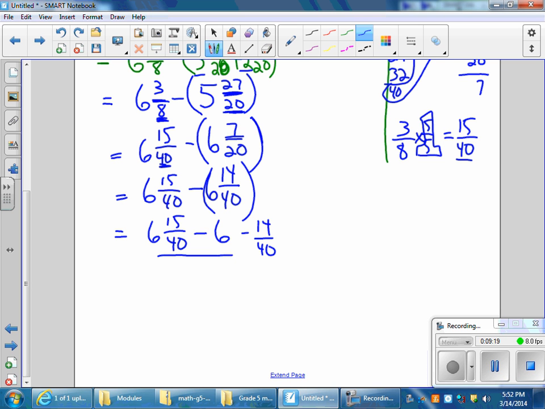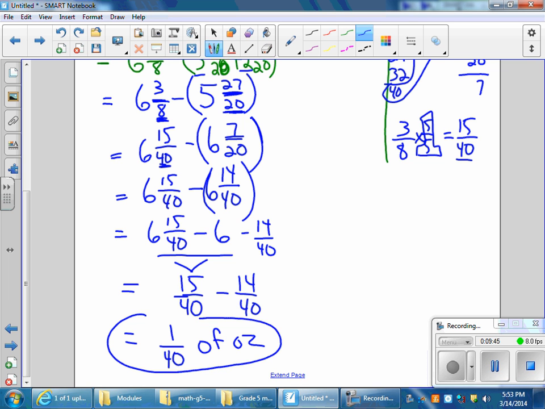If I subtracted 6 15/40ths minus 6, I would end up with 15/40ths. Minus 14/40ths. For an answer of 1/40th of an ounce. Final answer.